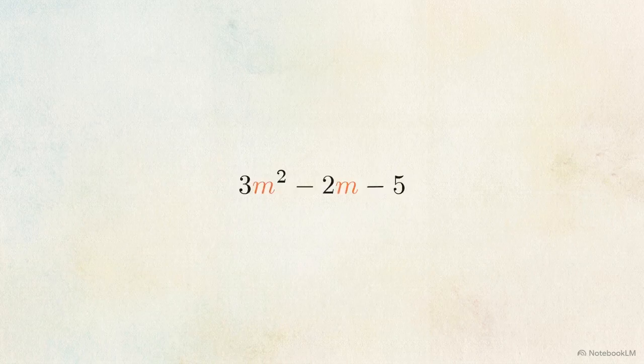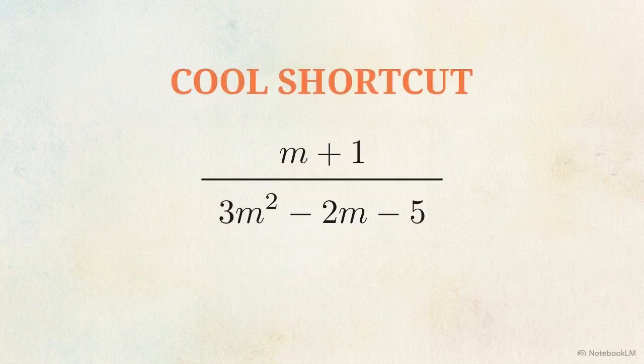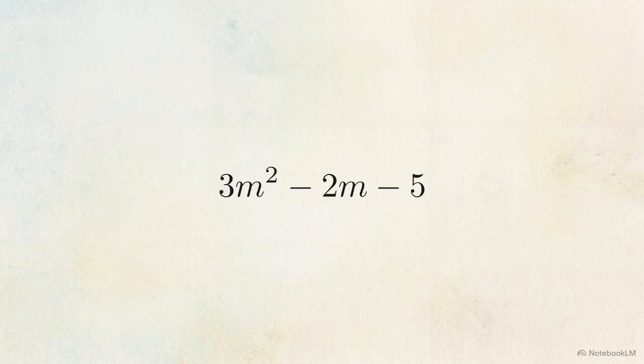Substituting -1 back into the original quadratic confirms the result is 0. This matches the values listed in option D. On your exam, you can use a shortcut. When a question asks for where an expression is not defined, you can immediately ignore the numerator.